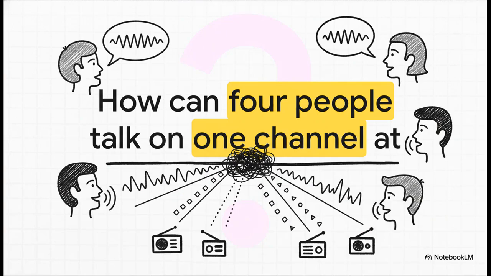All right, let's frame the whole problem with a simple question. Imagine you have 4 people, all trying to talk on the exact same channel at the exact same time. How do you keep it from just becoming noise? How does anyone hear anything? That is the exact puzzle we're going to solve today.